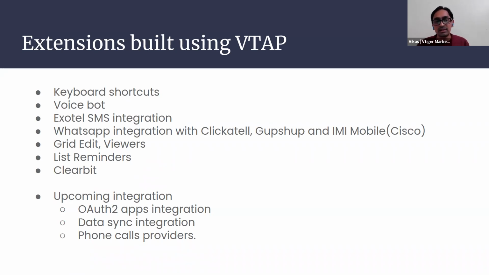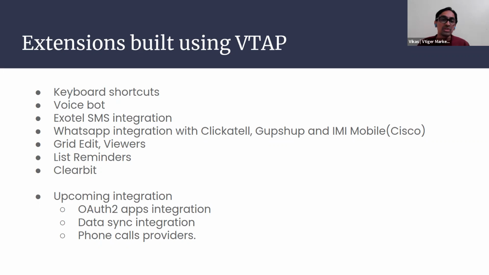Some of these only work within Vtiger, and there are some extensions that work with external applications also. Sending WhatsApp messages, sending SMS messages, and integrating with Clearbit, an external application, bringing in the data from Clearbit and showing it within Vtiger. Keyboard shortcuts is completely an extension that works within the CRM. VoiceBot again works within the CRM. It doesn't have any interaction with the outside. So we have a mix of both types of extensions: those which work within Vtiger, and those which connect with external applications and bring that application information into the CRM.